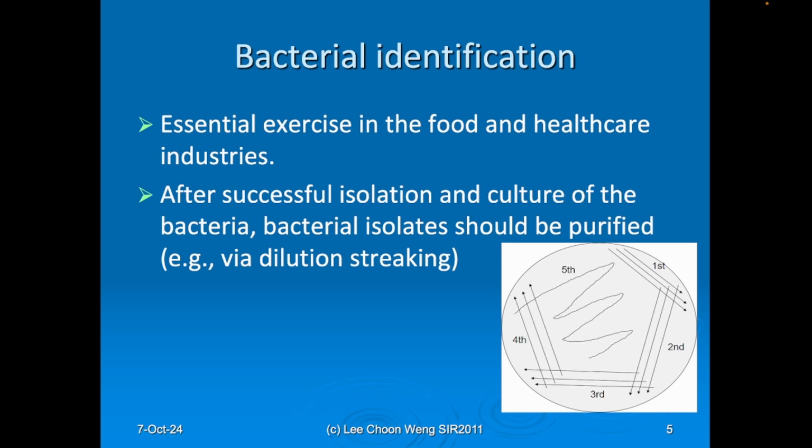After isolation and culture of bacteria, bacterial isolates should be purified. So you've done this, right, last year? Dilution streaking. How many times should you purify? Minimum? Best practice, 3 times. Best practice, if you have the luxury of time. Because you know that if you do the dilution streaking, then you have to wait for it to grow before you can do another one.